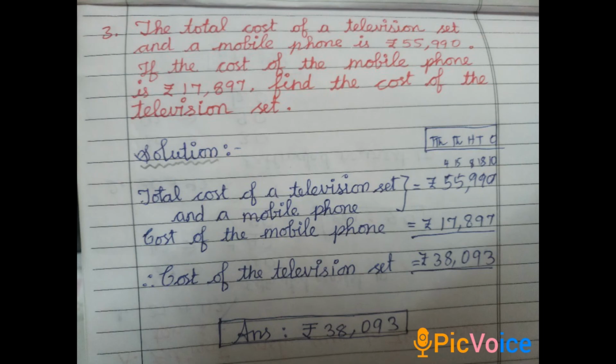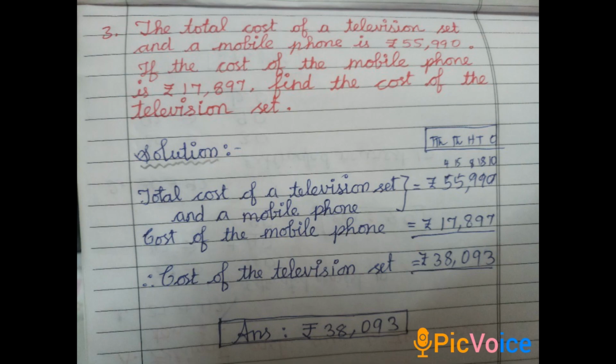Next, hundreds place. 8 minus 8 is 0. Next, thousands place. 5 minus 7 is not possible. Get the borrow, and 15 minus 7 is 8. Next, ten thousands place. 5 minus 1 is 5, but we gave the borrow, so it has become 4. 4 minus 1 is 3. So, the answer is 38,093. So, the answer is rupees 38,093, which is the cost of a television set.